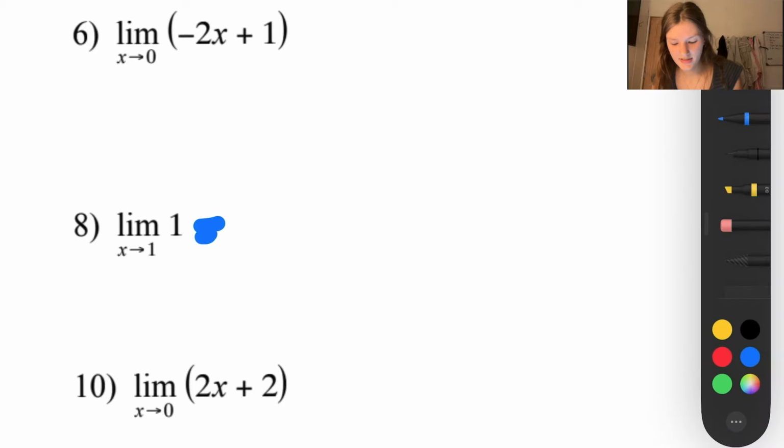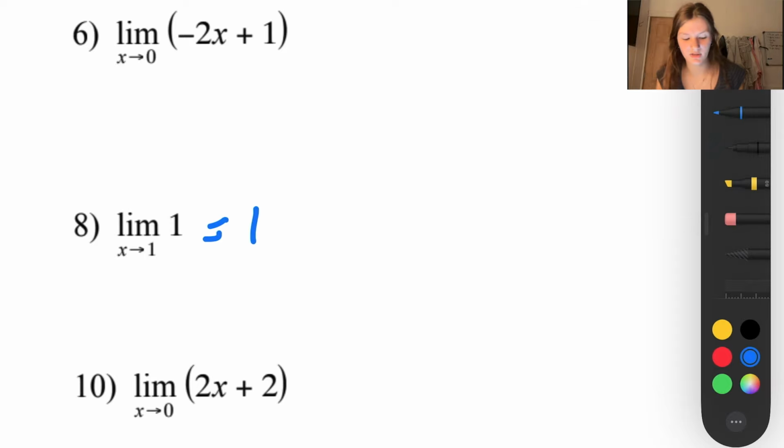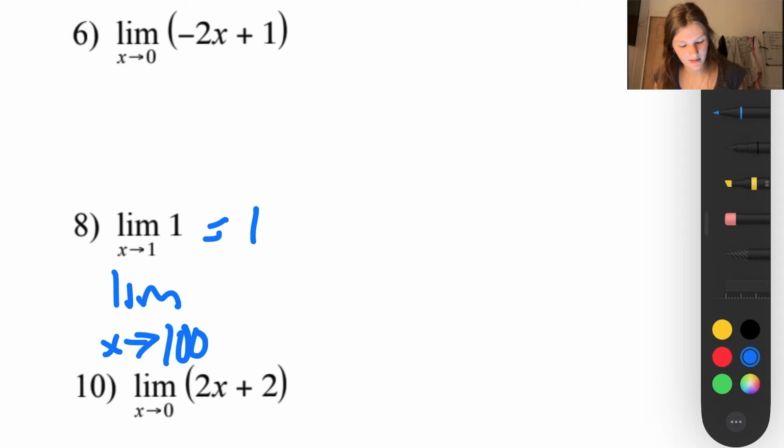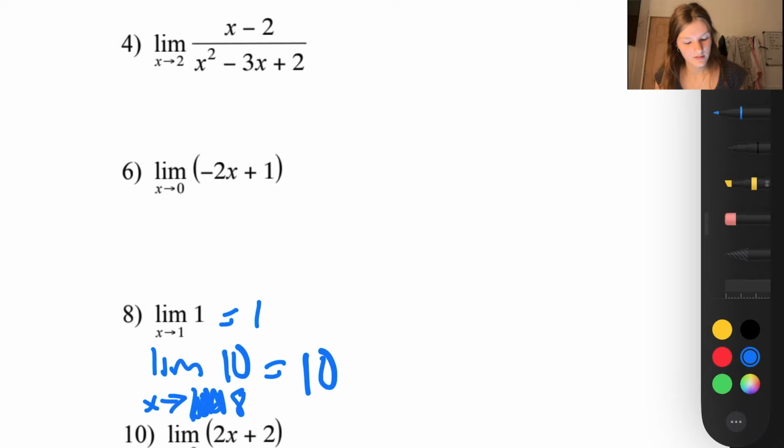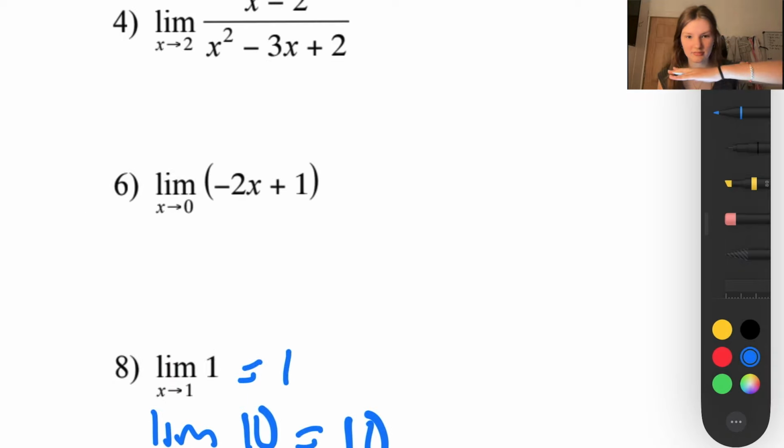If there's no x in the limit, then you don't even have to plug it in. If it's just a number, the limit's always just going to equal that number. So if this was limit as x goes to, let's say, 100, of 10, the limit is always going to equal 10. It doesn't matter what this number is. If this was 8, it would still equal 10. Because think about it. A line that's just y equals 10, it's always the same value. It's always approaching the same value.